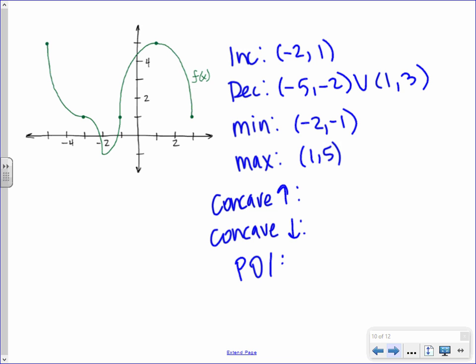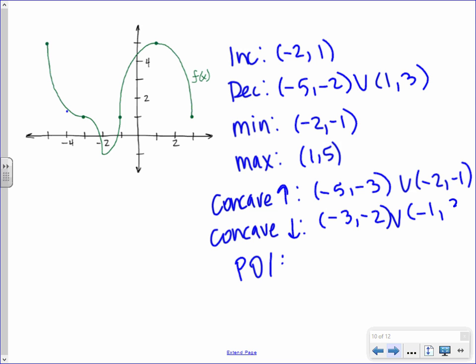Trevor, where are we concave up? -5 to -3, -2, -1. Do you agree with Trevor's concave up? -4 to -3, -2 to -1. Which means we're concave down in the other places, right? -3 to -2 and -1 to 3.